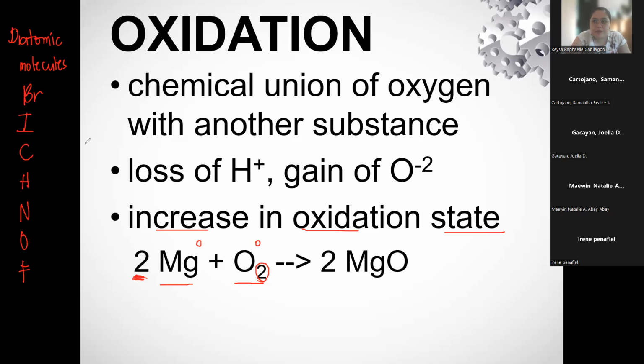So you will see them in chemical equations wherein there are times that they are not combined to other elements but they exist as diatomic molecules. So what are these? We have bromine, iodine. This one is chlorine, this is not carbon. So again, this is chlorine. We have hydrogen, nitrogen, oxygen, and chlorine. So as you can see, oxygen is included here. So it will exist as a diatomic molecule.